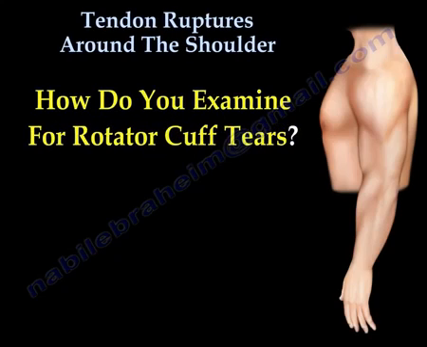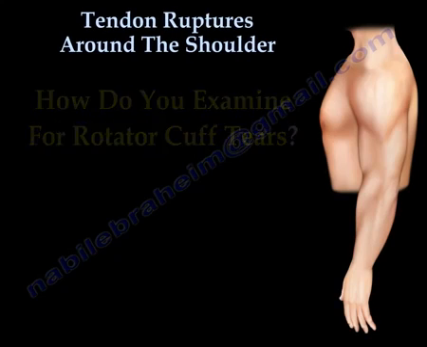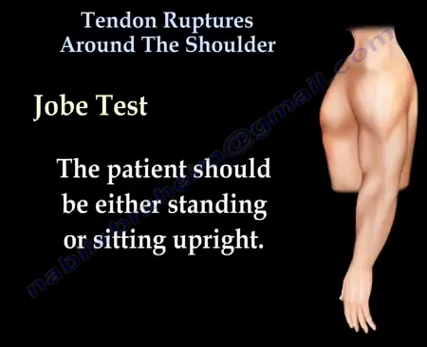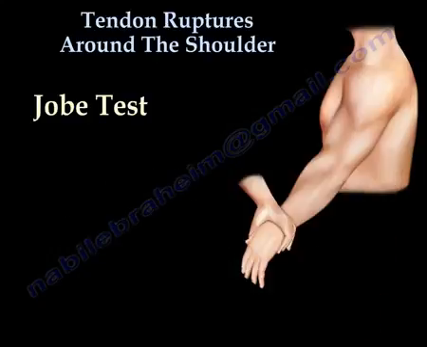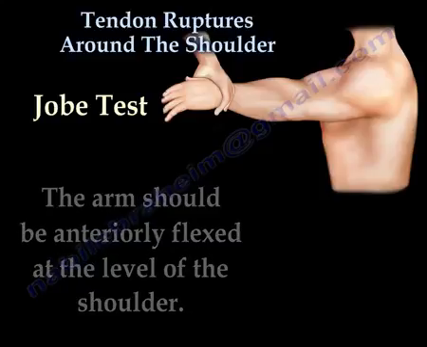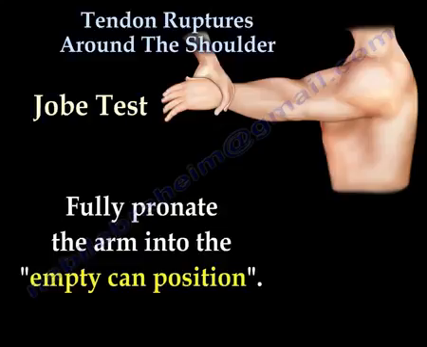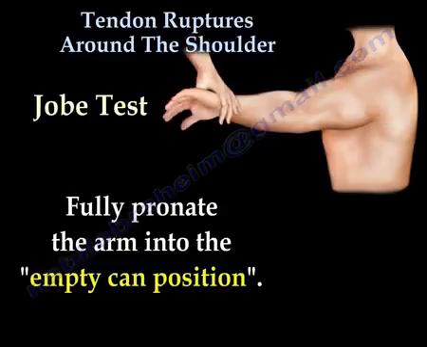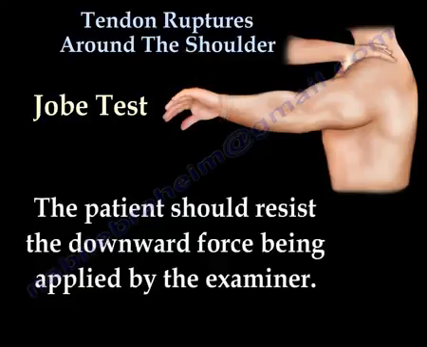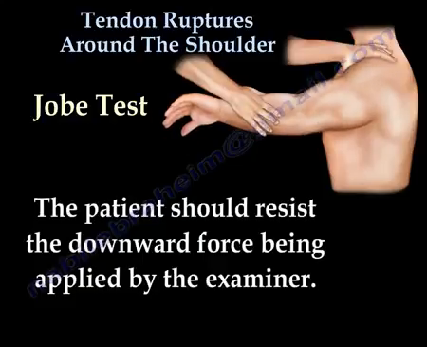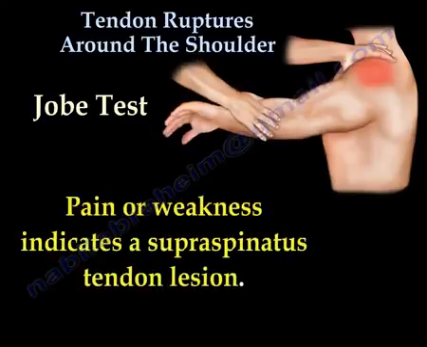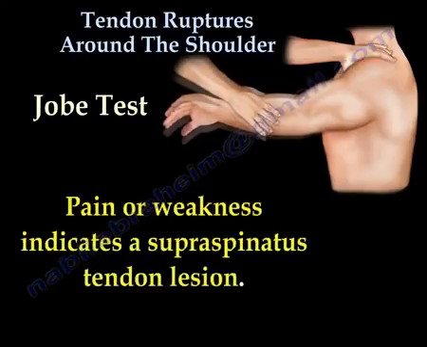How do you examine for rotator cuff tears? The Jobe test is one way to test for rotator cuff tears. The patient should either be standing or sitting upright. The arm should be anteriorly flexed at the level of the shoulder. Fully pronate the arm into the empty can position. The patient should resist the downward force being applied by the examiner. Pain or weakness indicates a supraspinatus tendon lesion.